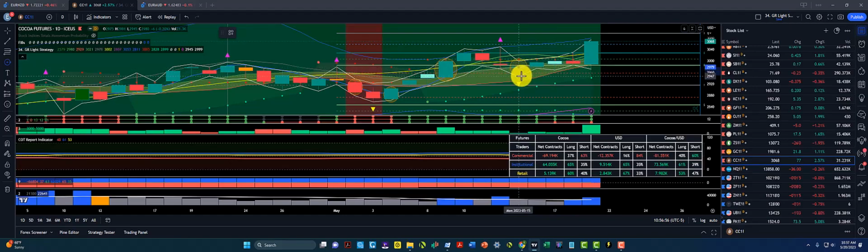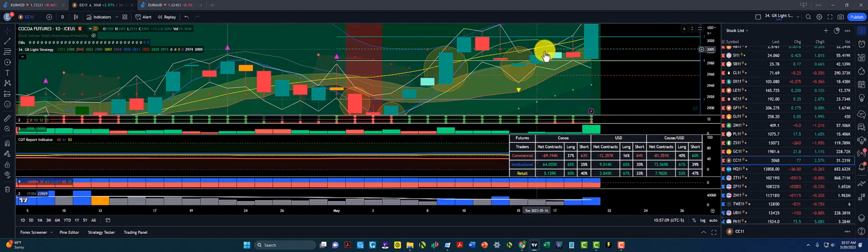So we have Monday, nice overall gain, a 1, 2, 3 punch out. No trade here, and this trade is right up against the Z3. So nice overall trade here for cocoa.